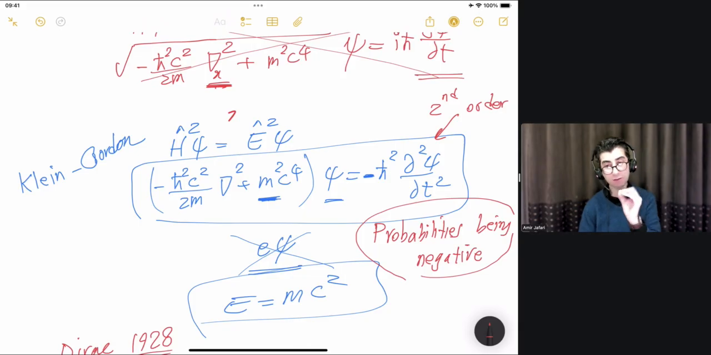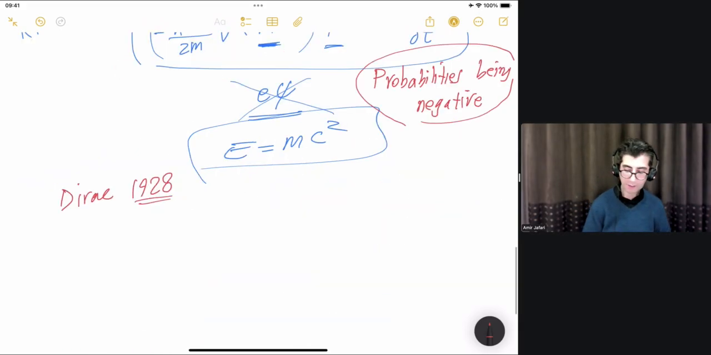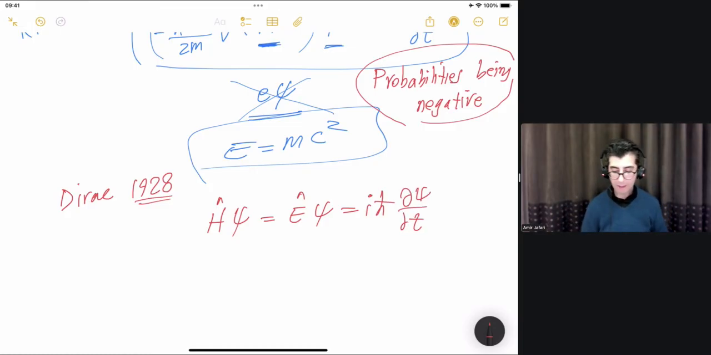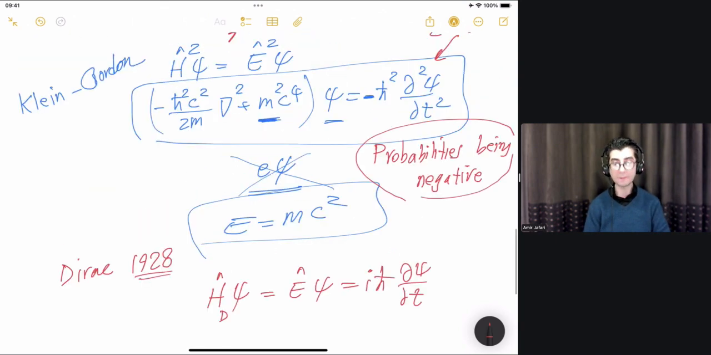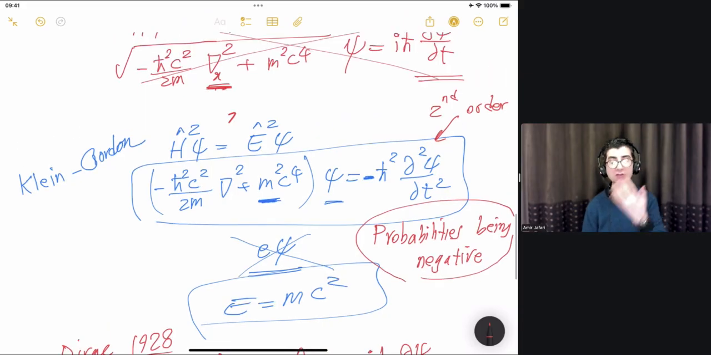Okay, this is the source of the problem. So Dirac said, look, I'm going to use again this energy relation, and I'm going to leave the right-hand side of the equation as it is, but I'm going to write a Hamiltonian which is linear in momentum. It's not second order in momentum. So he was trying to avoid this second order derivative here and second order derivative here. Keep everything linear in time and space.